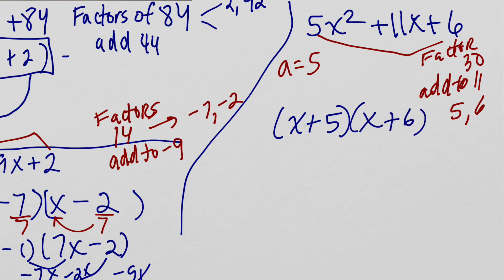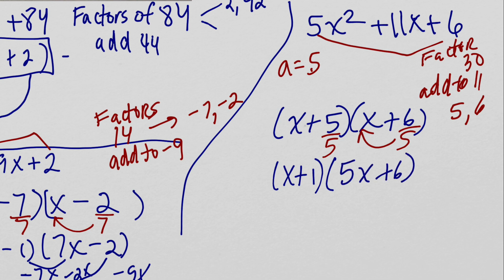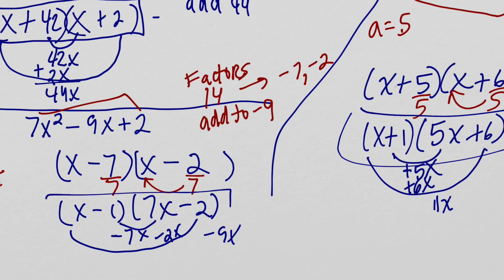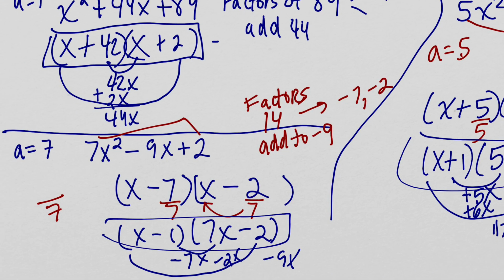Only difference is because I have the a being 5, I have to divide both of these by 5. The first one can be divided, x plus 1. The one over here, I can't divide that 6 by 5, so that 5 is going to go in front, 5x plus 6. And again, I could check, this is 5x, the middle term. This is 6x, and when I add it, I get 11x is what we have to start. So this is my answer for the third one. This was my answer for the second one, and now we got the answer for the first.